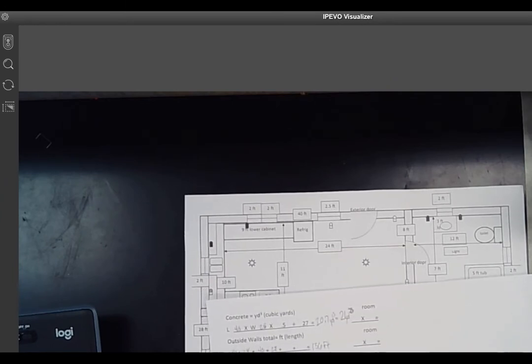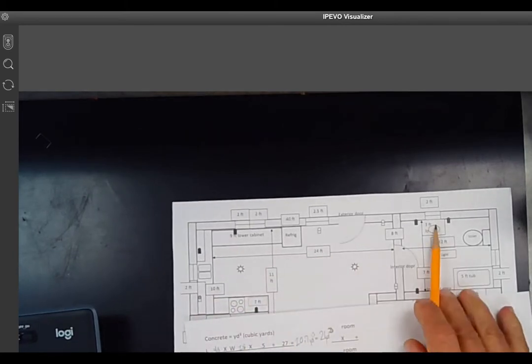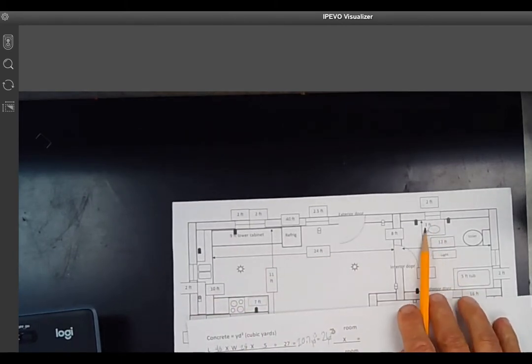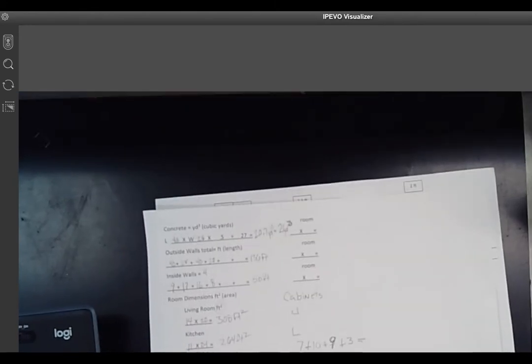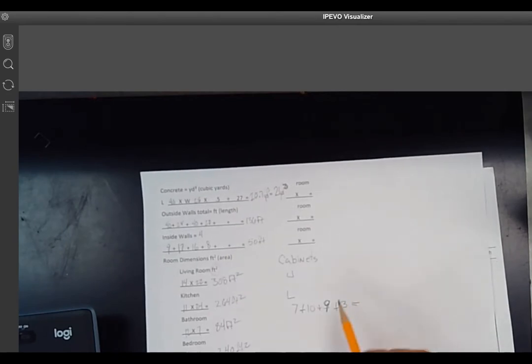And the answer is no, there's one in the bathroom. So you go over here and look for the one in the bathroom. Here it is. It's 3 feet plus 3 feet. Now, total feet in length, 7, 10, 9, 3, 3, 29 feet.